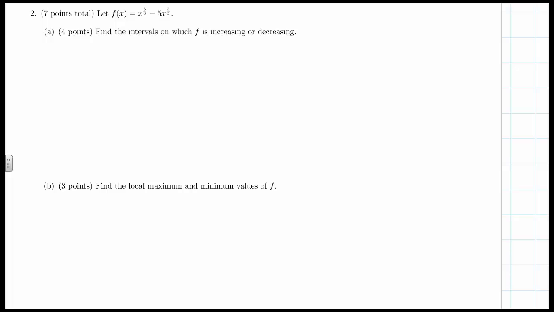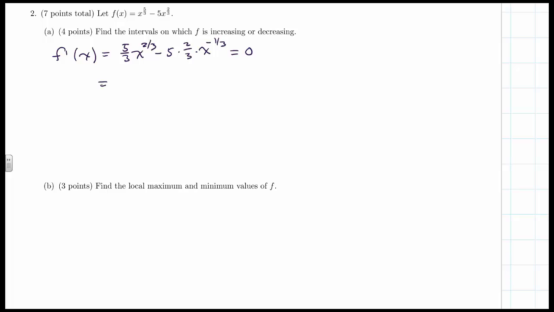Here's problem number 2 from assignment number 6. We're given a function, and we're asked where it is increasing and decreasing. So let's go ahead and take the derivative and find out what f prime of x is equal to. It is 5/3 x to the 2/3 power minus 5 times 2/3 times x to the negative 1/3 power. When does that equal 0?